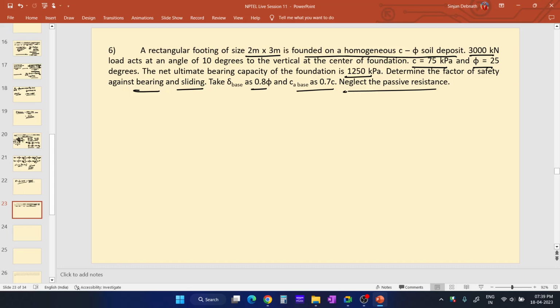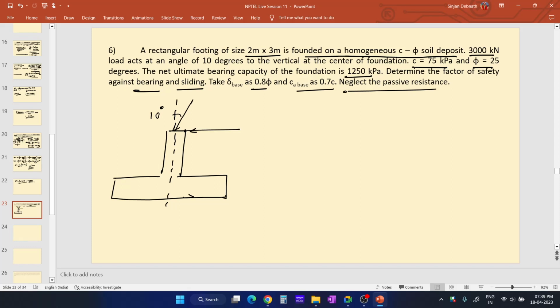So it is like this actually. Let me draw it first. Suppose this is our footing, and this is the center line of the footing, and the load is acting like this. It is 10 degrees to the vertical. So that means it will have two components, horizontal and vertical. This is 3000 kilonewton, and H will be 3000 sin 10 degrees.